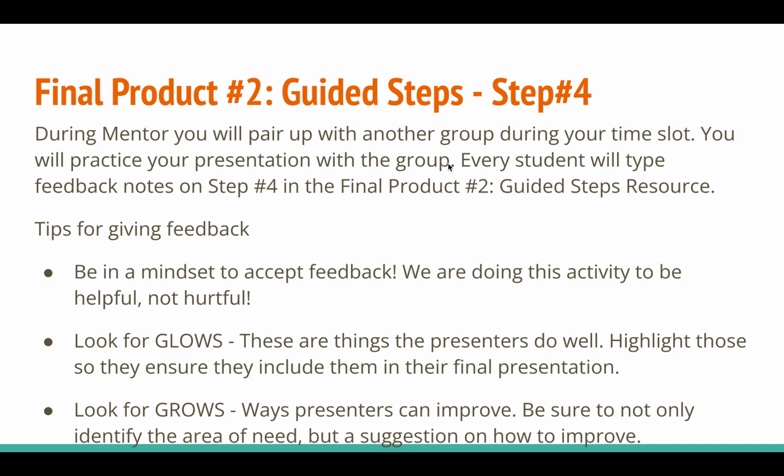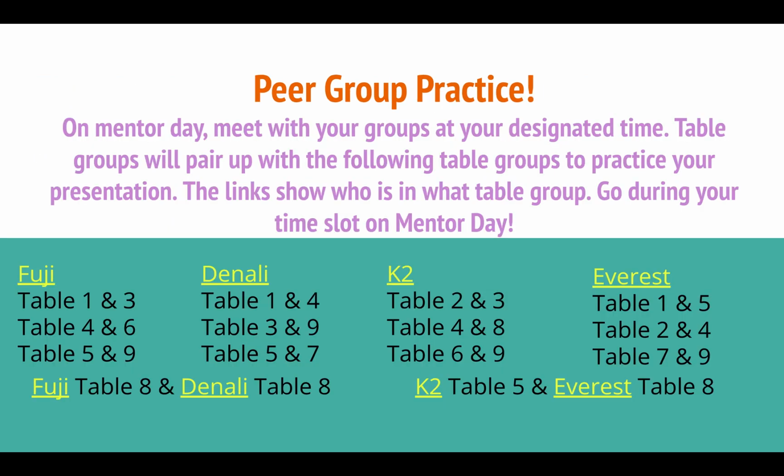You are just going to be mindful so that you are willing to accept this feedback while we're doing it. We're trying to be helpful, not hurtful. You're going to look for glows, things that those presenters do really well. Highlight those so they ensure to keep them in their final presentation, and then look for grows, ways that they can improve. Be sure to not only identify an area of need that they could improve on, but maybe a suggestion on how to improve it. So I might say, hey, I noticed you had a lot of block text, but a way to improve this would be to utilize pictures or create a bulleted list instead, so that you can score higher on that rubric. Okay, but we will be doing that on Mentor Day tomorrow.